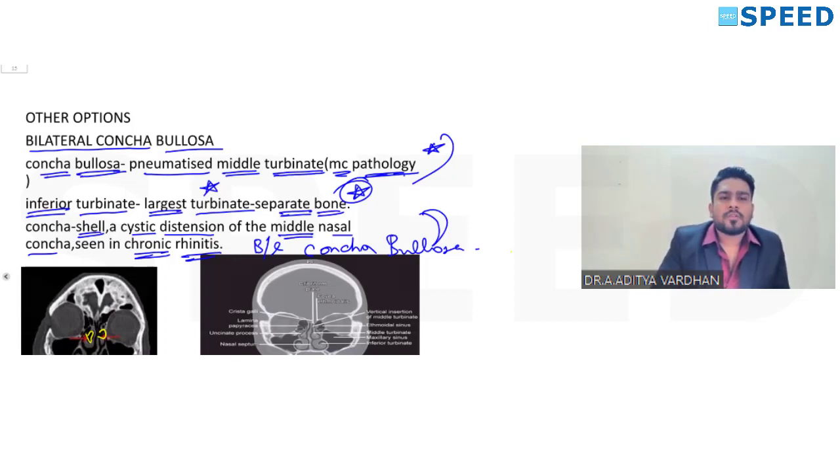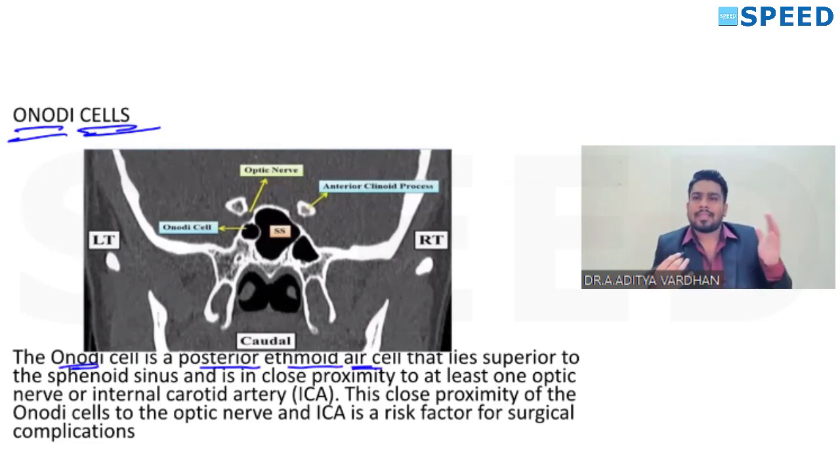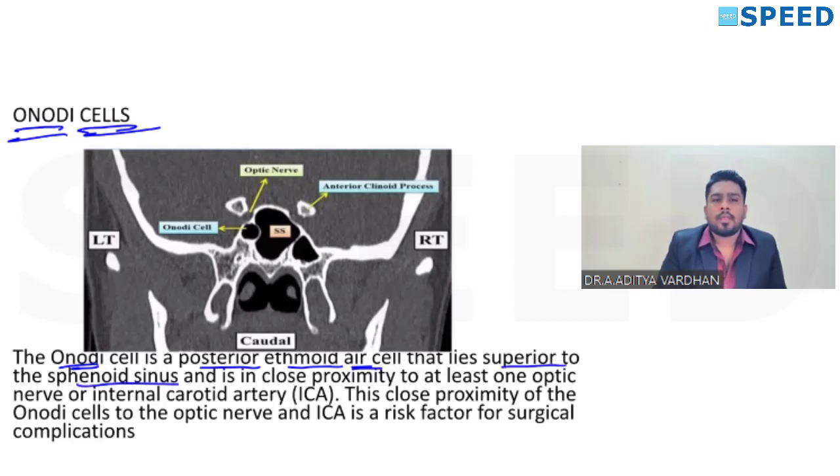And the fourth option which was given in the question was Onodi cells, friends. So for your purpose, I have added what Onodi cells are. Onodi cell is a posterior ethmoid air cell. There are a lot of ethmoidal air cells like Agger nasi cell, Haller cell, and Onodi cells that lie superior to the sphenoid sinus. Okay, and it is seen in close proximity to at least one optic nerve or internal carotid artery.